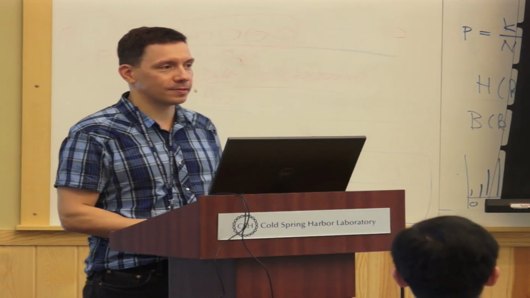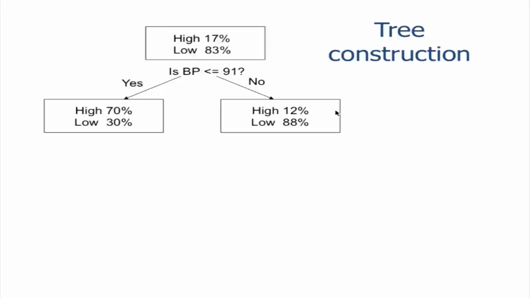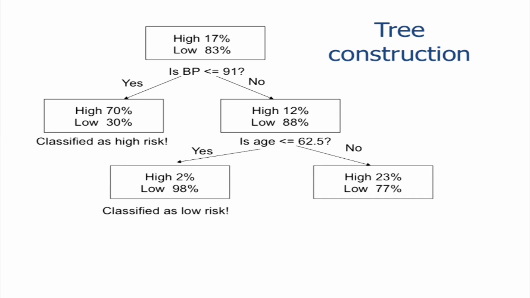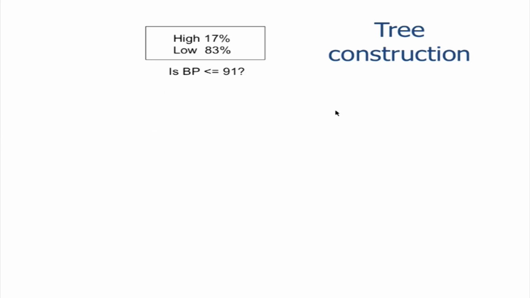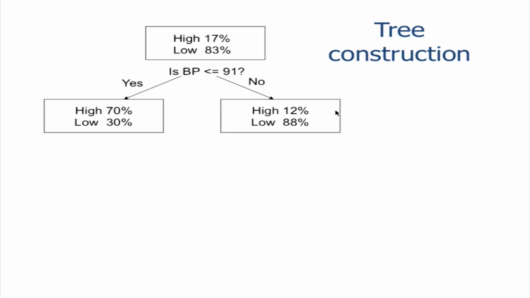And anyways, the tree construction algorithm looked at these 19 non-invasive variables, and in an automatic fashion decided that the best splitting variable is blood pressure. You start out with that. And you say, well, if the blood pressure is less than 91, then 70% of these people turned out to be high risk. So what does that tell you? You don't need to measure anything else.